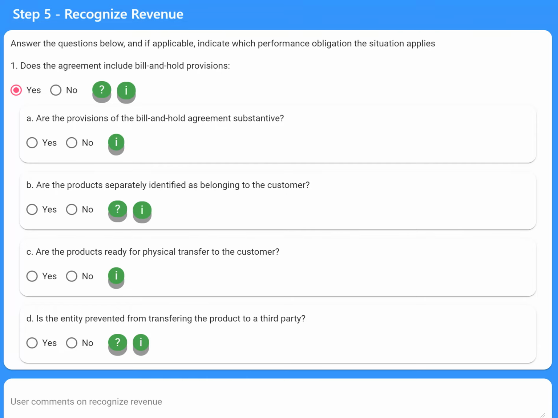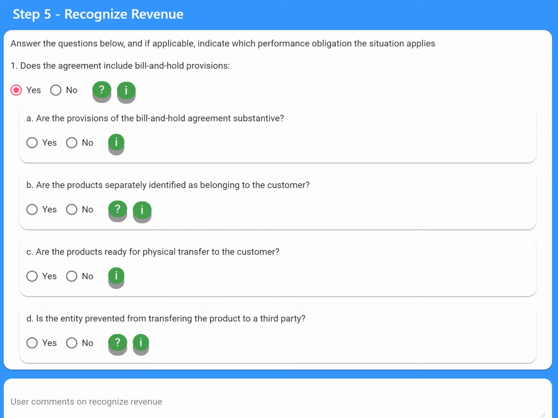Are the products ready for physical transfer to the customer? They have to be ready to be transferred to the customer, otherwise you cannot recognize revenue. And then, is the entity prevented from transferring the products to a third party? If yes, then if the other criteria are met, you could recognize revenue. But if not, if the product could be transferred to any party, then you would not be able to recognize revenue.